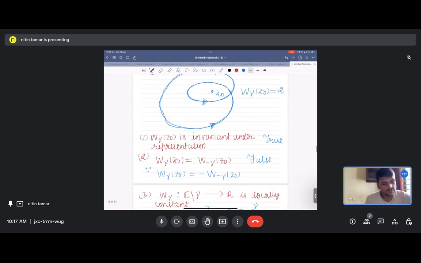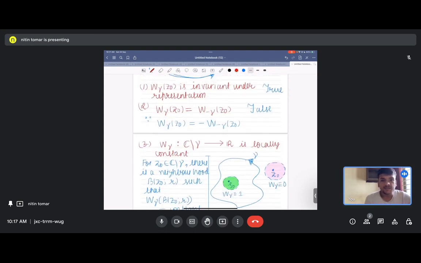The first question is whether winding number is invariant under reparametrization. The answer is true, because we have seen in the initial classes that integration is invariant under the representation of the curve, and winding number has a formula which involves the integration. Second, if you change the orientation, does it stay the same, that is, is W gamma of z0 equal to W minus gamma of z0? By definition, if you change the orientation, the winding number comes out to be the negative. So this option is false.